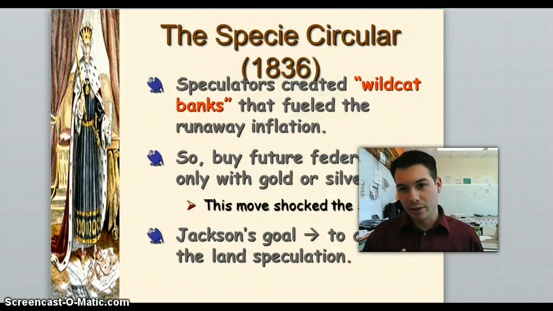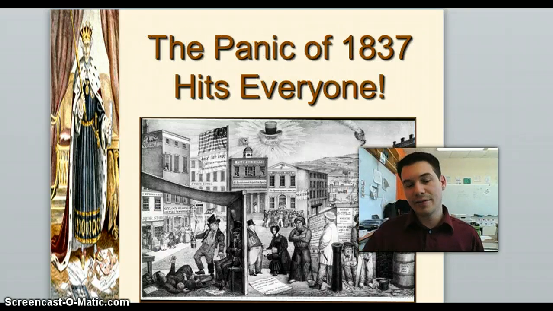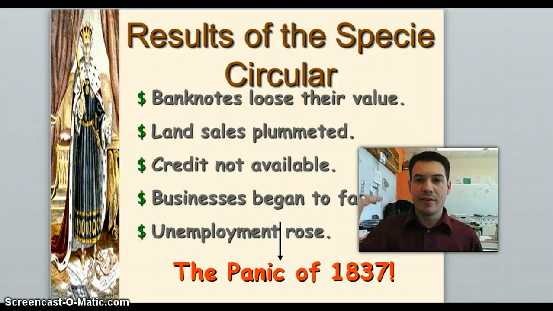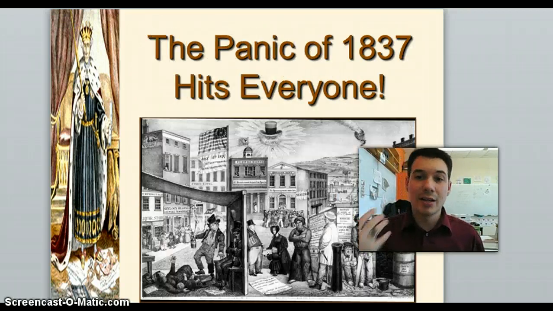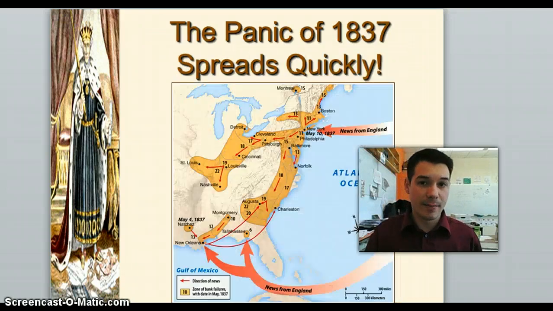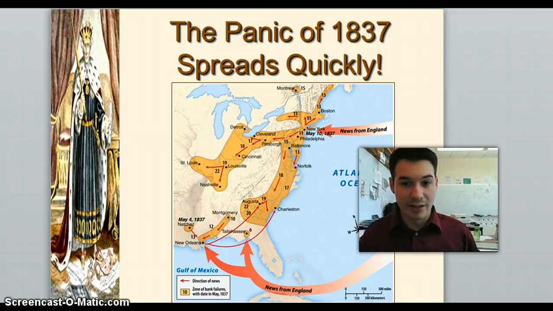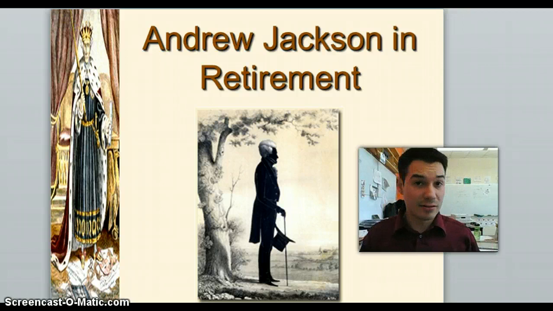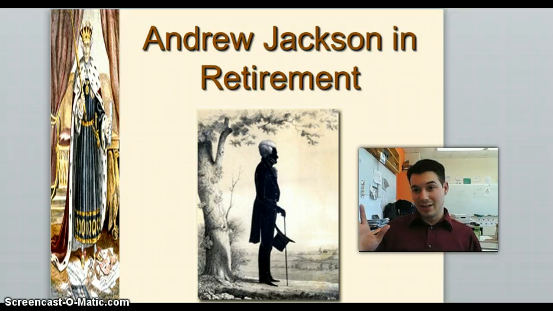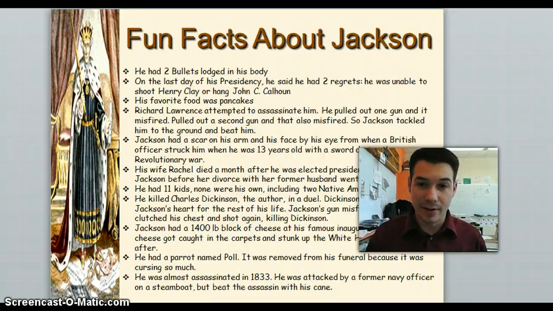So moving right along, the Panic of 1837 was pretty crazy because banknotes start to lose their value because of the closing of the bank. Land sales start to plummet, credit's not available anymore, businesses begin to fail, and because businesses fail, unemployment rose. Now, the Panic of 1837 literally hit everybody. It was a huge recession for the time, and it spread very quickly. Again, it literally spread in the major cities and then out west eventually. But Andrew Jackson by 1837 is out, he's enjoying retirement.